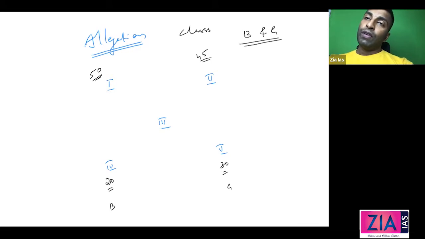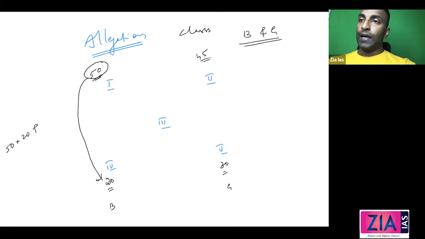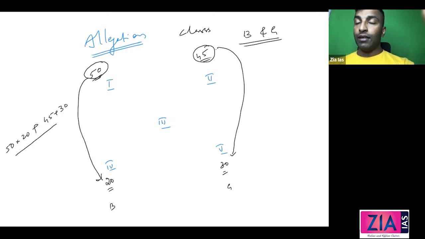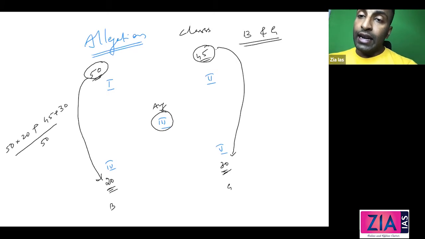So we will take this 50 and multiply with 20 boys. 50 into 20, right? Then plus 45, that is the weight of a girl, and multiply by 30. So we will get the total weight of the class and then divide by this 20 and 30, that is 50, the total number. That is what we will get as the average.